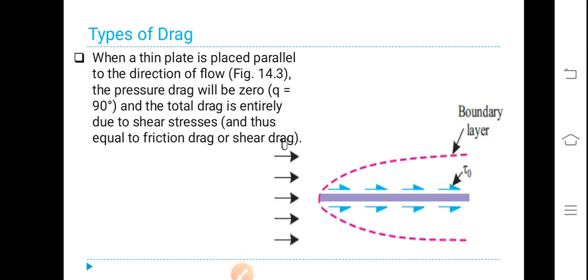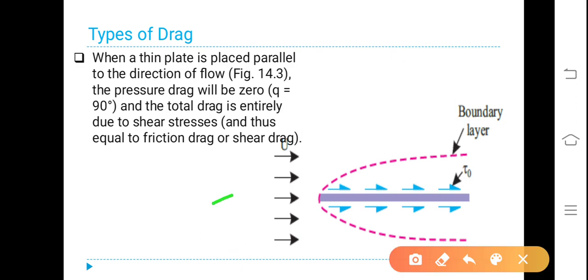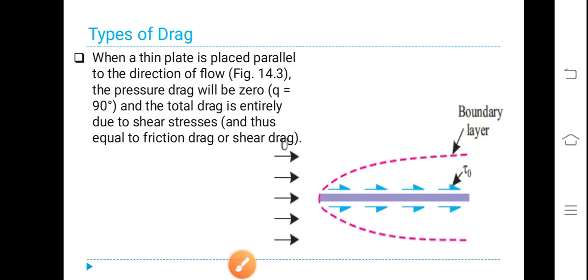Further on types of drag, when a thin plate is placed parallel to the direction of flow, as shown in the figure, the pressure drag will be 0, as theta is equal to 90 degrees, and the total drag is entirely due to shear stresses and thus equal to friction drag or shear drag only. Here only friction drag when the plate is kept parallel.